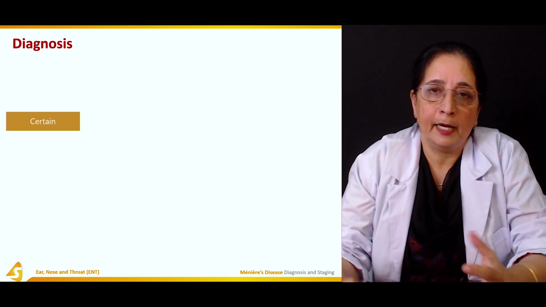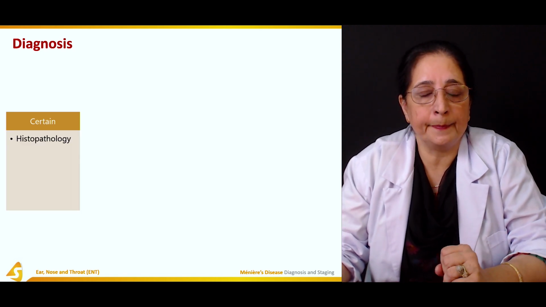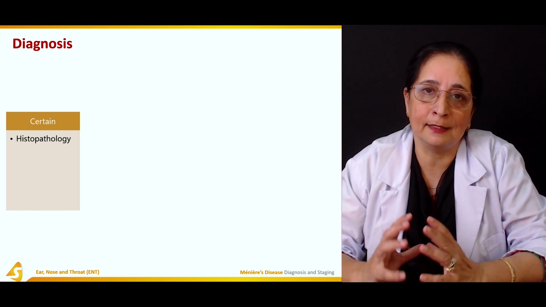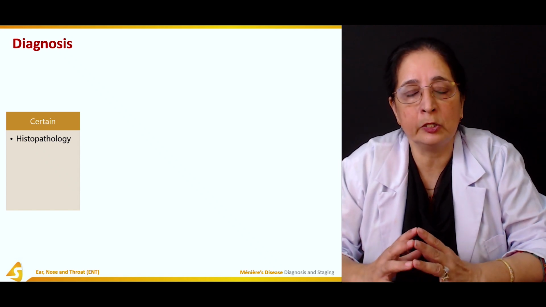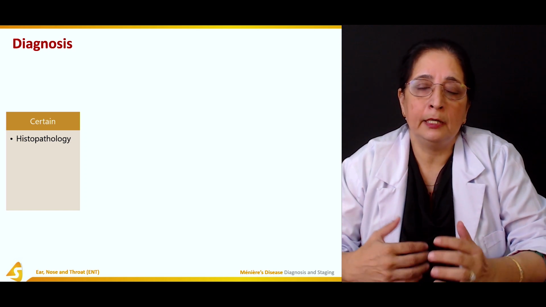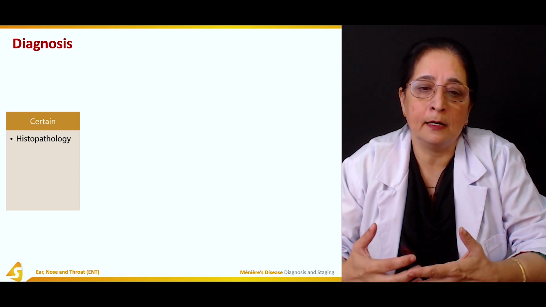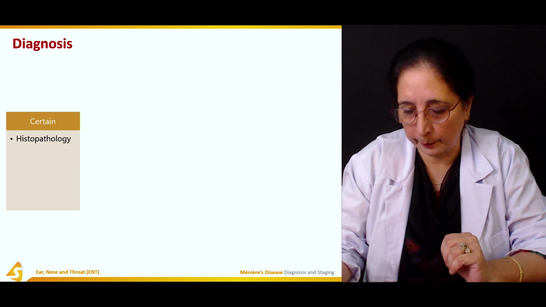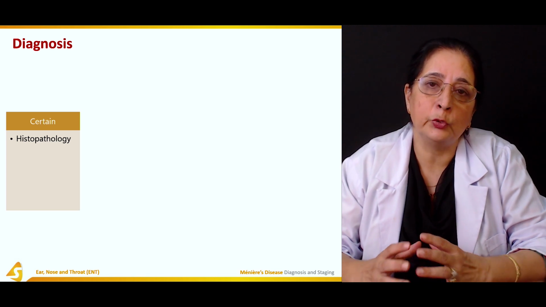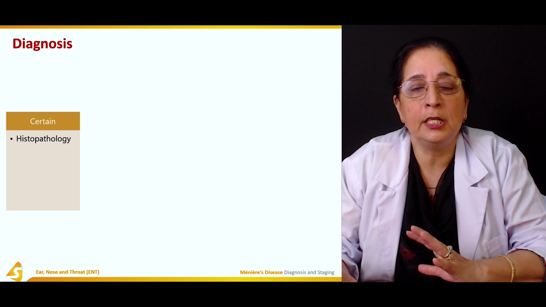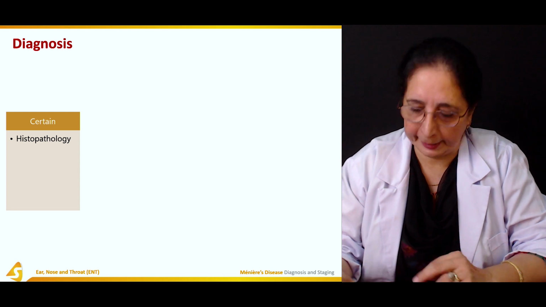So diagnosis, we divided our diagnosis into different steps. First is the certain step, which is histopathology. Histopathology is what tells with certainty whether Meniere's disease is present or not, in which we can find out the abnormalities in the tissues, cells, and microscopic appearance. Histo is the word used for study of tissues, and pathology is what are the different abnormalities present in the tissue. So histopathology.